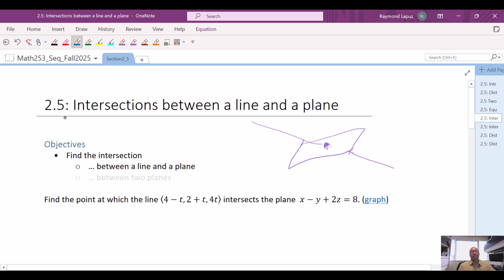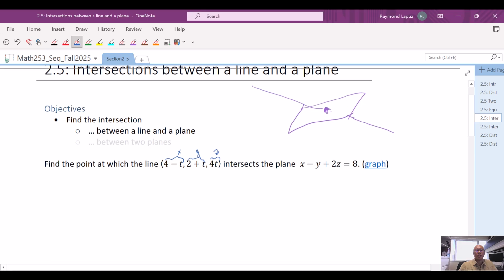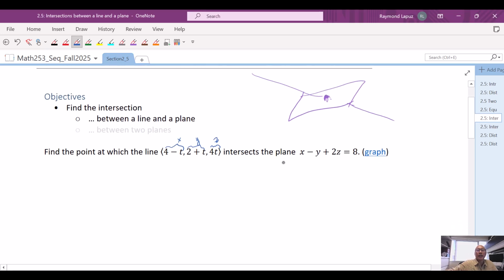Well, but if we think about it, it kind of does, because when we think about the parametric equation of the line, we have an x value, a y value, and a z value, and those happen to be functions of t. So in terms of setting things equal to each other, I think the natural thing to do would be to replace your x value from your plane, your y value from your plane, and your z value from your plane with the x, y, z functions of t from your line.